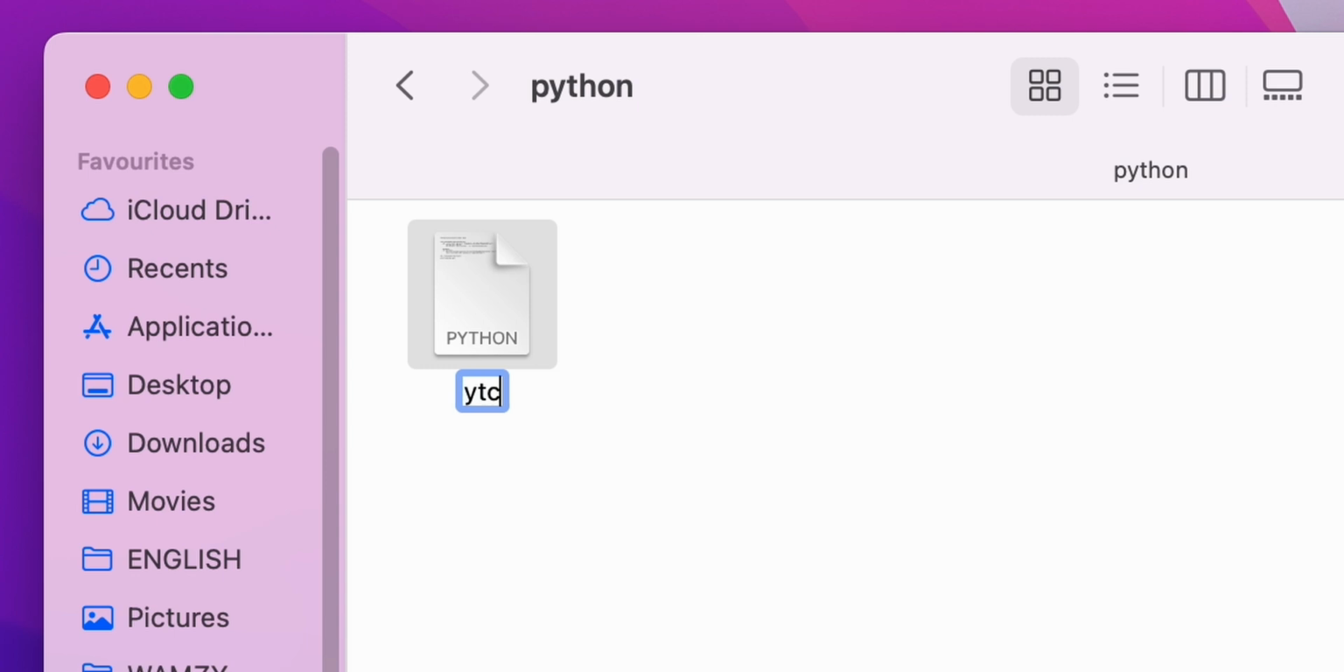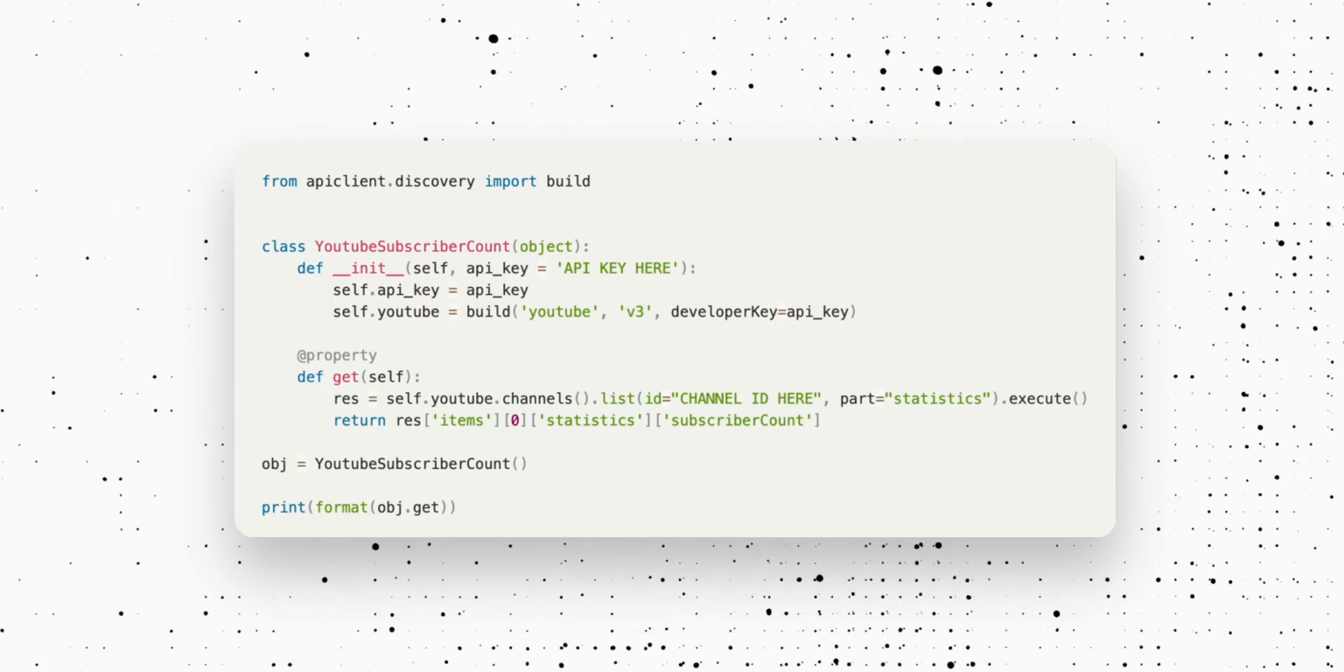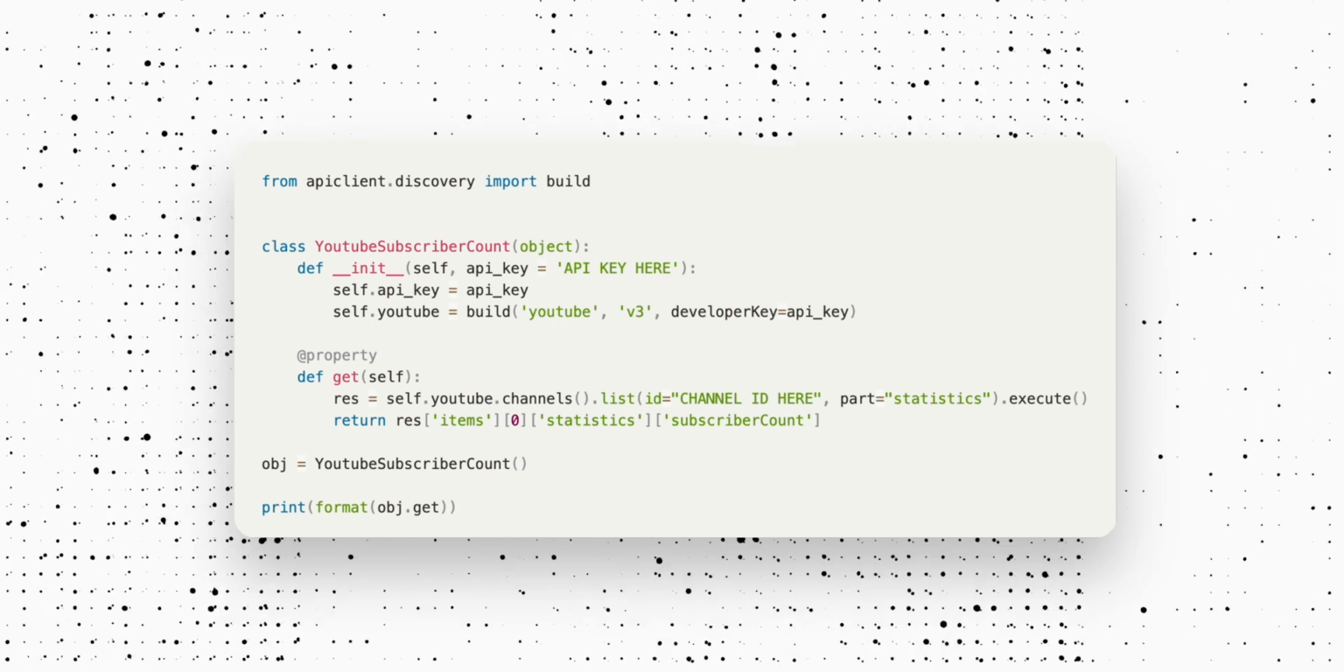Next, we create a file with any title, for example youtube-counter.py. Open this file in the text editor and paste this script. I'll put it in the description under this video.